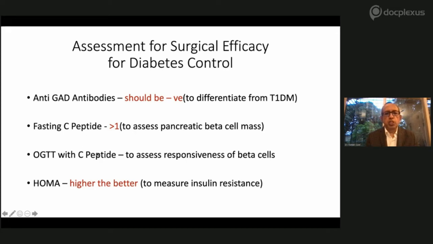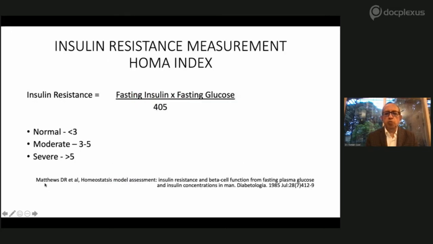You can do an OGTT with C-peptide to assess responsiveness of beta cells, or you can do a HOMA index. It's very easy to measure HOMA index because you just need a value of fasting insulin and fasting glucose, multiplied and divided by 405. If it is 3 to 5, then the insulin resistance is moderate, and if it is more than 5, then insulin resistance is severe. More severe the insulin resistance, better the surgical outcome.